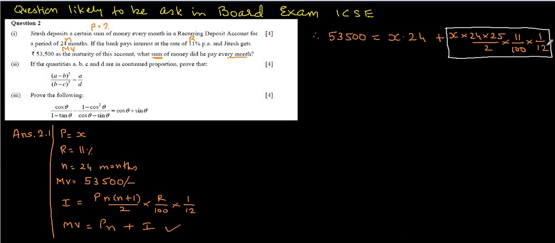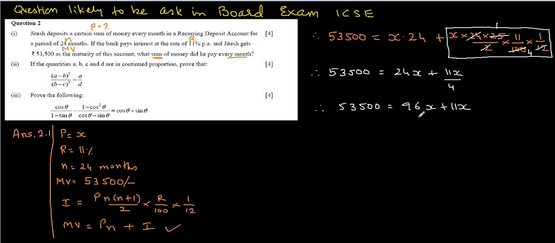So let us start. 12 2s are 24 and 24 cancel. 25 1s are 25 and 25 4s are 100, so they cancel. What is the remaining we are getting after cancellation? That is 53,500 is equal to 24x plus 11x upon 4. Take the LCM, so it becomes 53,500 is equal to 96x plus 11x upon 4. 4 goes this side. Therefore 53,500 multiplied by 4 upon 96 plus 11, 107, is equal to x.